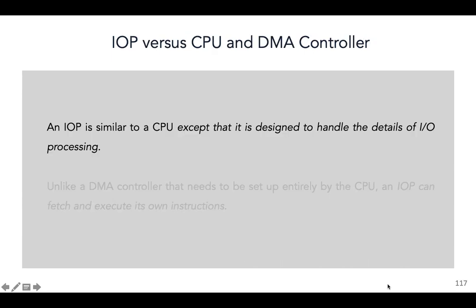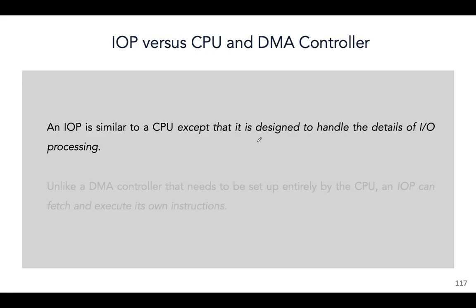Alright, so it's important at this point to understand the difference between IOP, CPU and DMA controller, because they have a lot of things in common, right? So first of all, IOP versus CPU. IOP technically is a processor, and CPU is also a processor. So what's the difference? An IOP is like a CPU, which is designed to handle the details of IO processing. So it's like a CPU, but it deals only with IO processing. CPU will do everything, IOP will only handle the input-output devices.